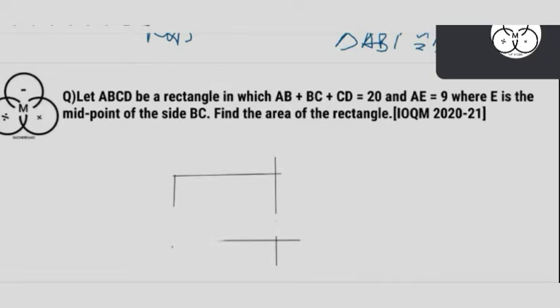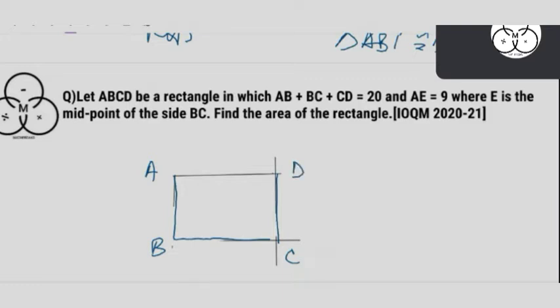Let ABCD be a rectangle in which AB plus BC plus CD equals 20 and AE equals 9, where E is the midpoint of the side BC. Find the area of the rectangle ABCD. Very easy. Let me solve. I hope that you all have tried and you might have solved, because this was a 2 marks problem in IOQM. Easy one, not a tough one.